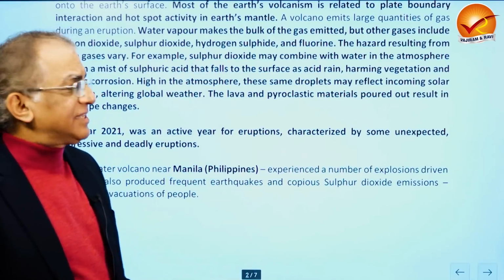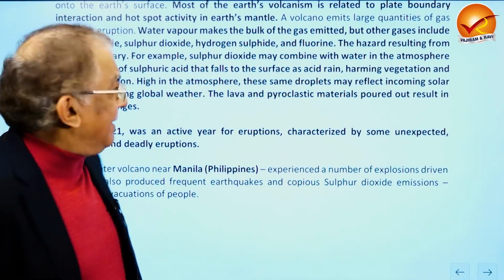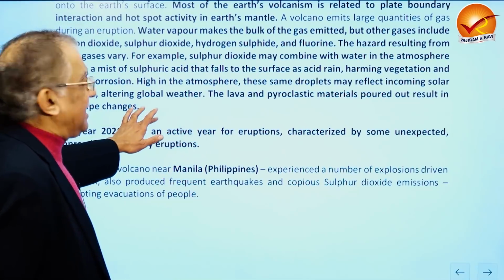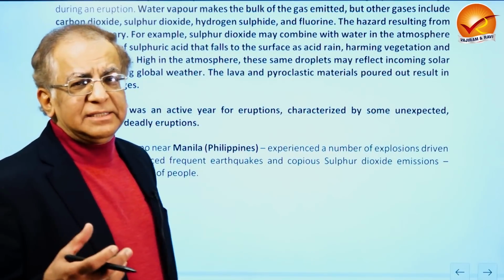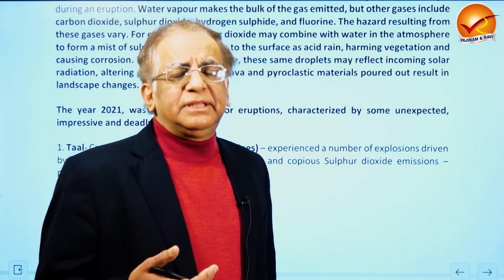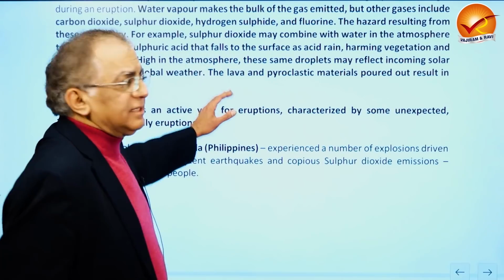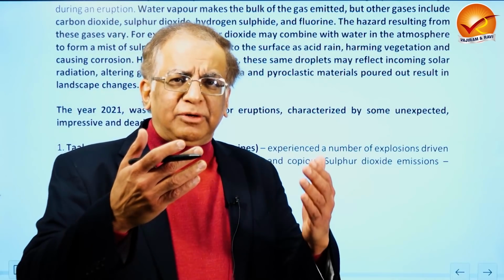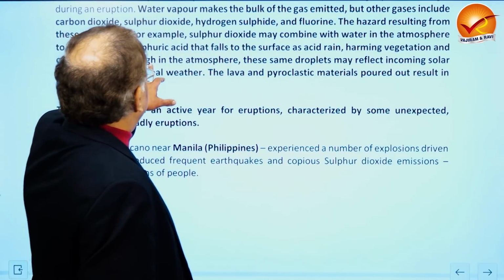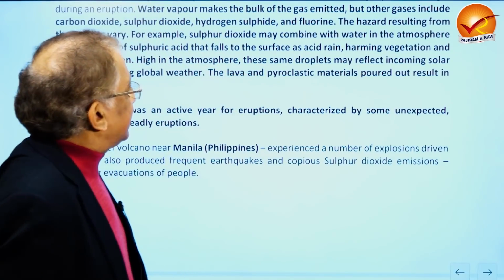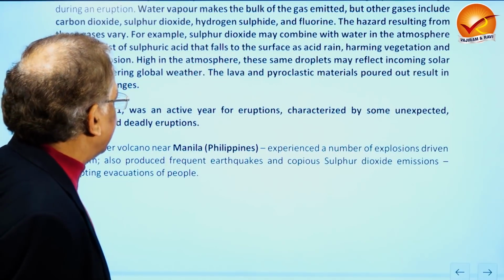Now I have given the example of sulfur dioxide, which may give you acid rain and which may lead to damage to vegetation, and it might lead to corrosion of surfaces and all that. And second, when these things are ejected, the particulate matter in the atmosphere may also affect the amount of insolation which reaches the Earth's surface because of the interference on the way. So I write, high in the atmosphere, these same droplets may reflect incoming solar radiation, altering the global weather conditions also.